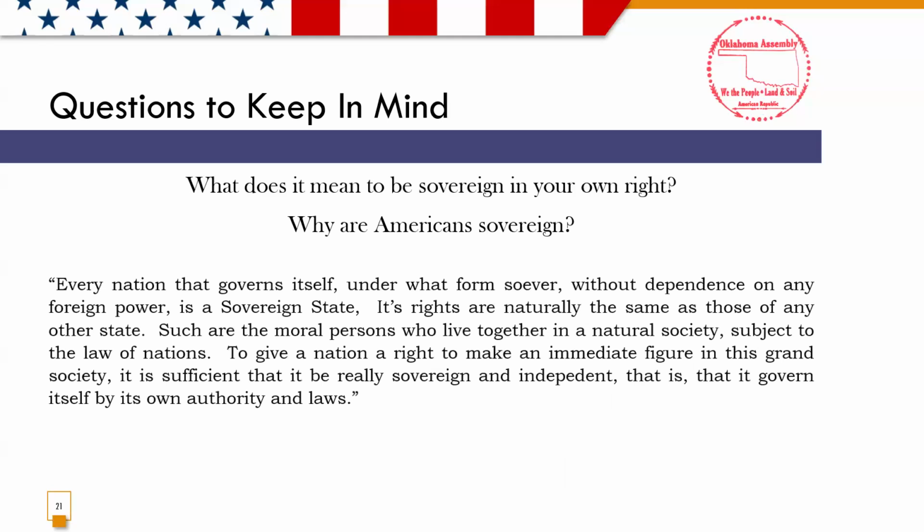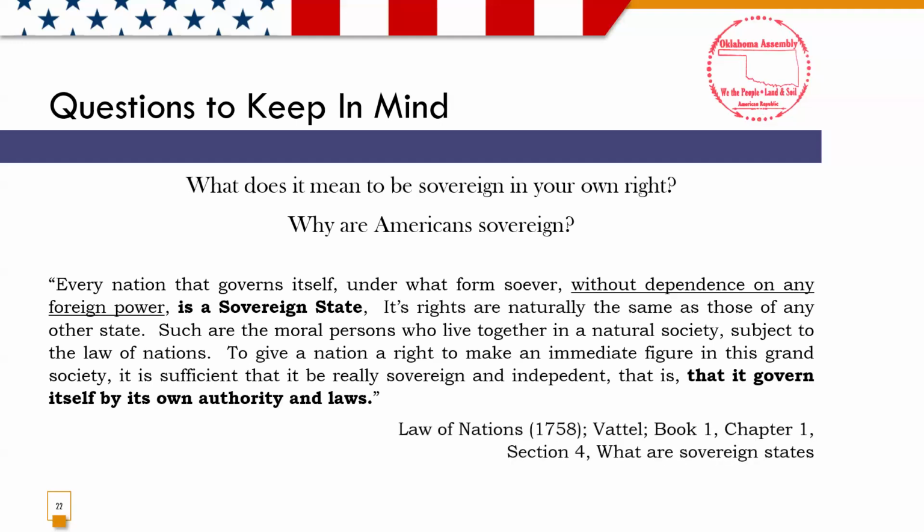Every nation that governs itself under what form soever, without dependence on any foreign power, is a sovereign state. Its rights are naturally the same as those of any other state. Such are the moral persons who live together in a natural society, subject to the law of nations. To give a nation a right to make an immediate figure in this grand society, it is sufficient that it be really sovereign and independent, that is, that it govern itself by its own authority and laws.